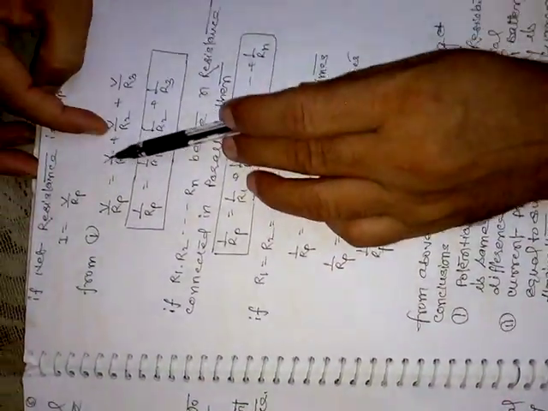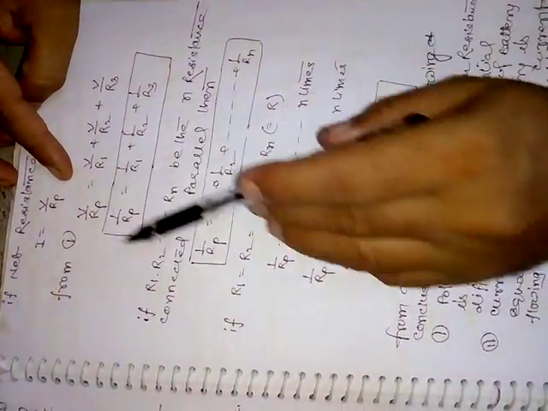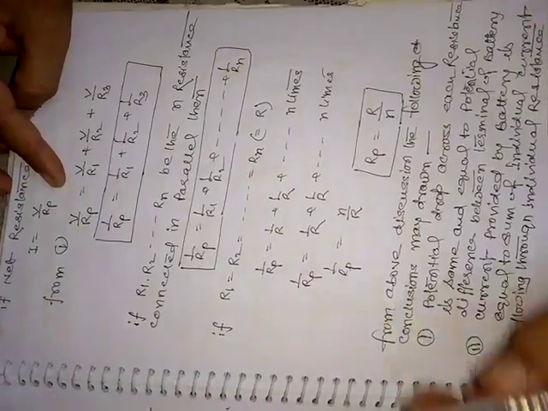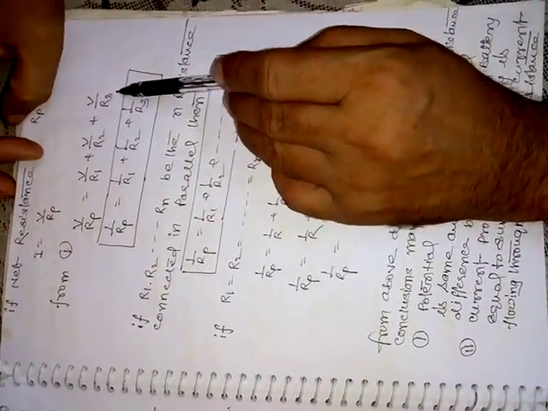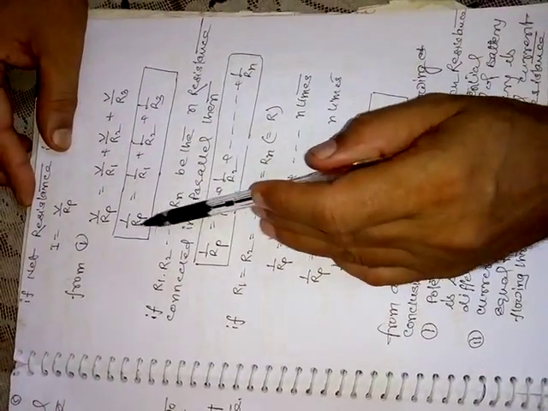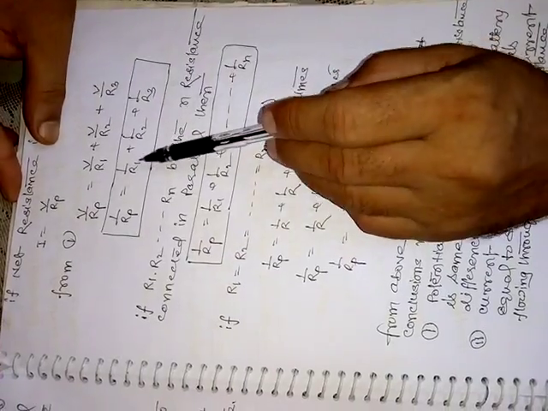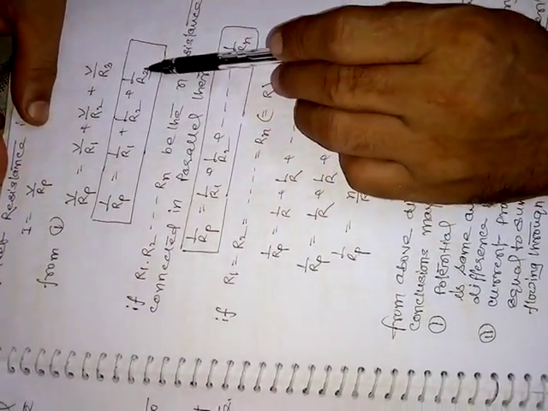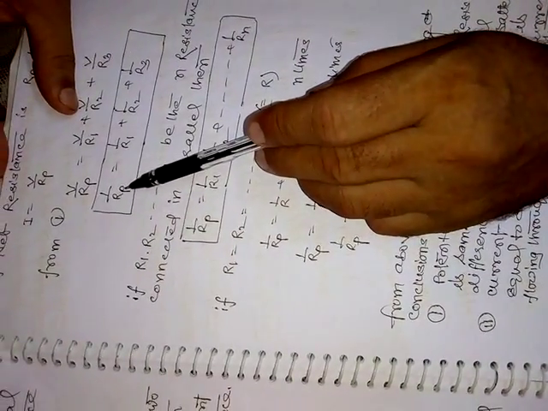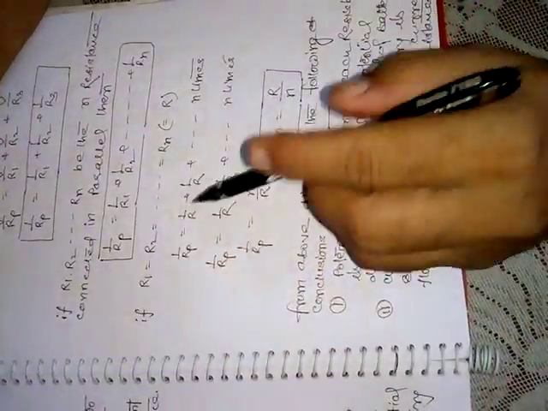Put all these values in equation first, so you will get V by Rp. Rp is the resultant resistance of the combination and V is the potential difference across the terminals of battery. So V by Rp is equal to V by R1 plus V by R2 plus V by R3. And after simplification you will get 1 by Rp is equal to 1 by R1 plus 1 by R2 plus 1 by R3. Means the sum of reciprocals of individual resistances is equal to reciprocal of resultant resistance in parallel combination, correct?